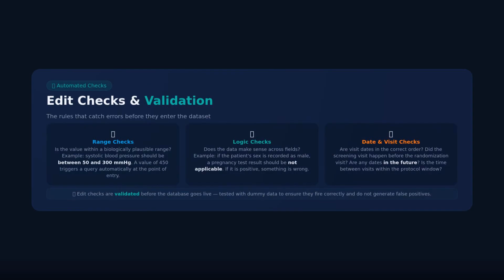Edit checks validate data automatically. Range checks confirm values are biologically plausible, for example systolic blood pressure between 50 and 300. Logic checks verify cross-field consistency. A male patient should not have a pregnancy test result. Date checks ensure visit dates are in the correct order. Edit checks are validated with dummy data before the database goes live.